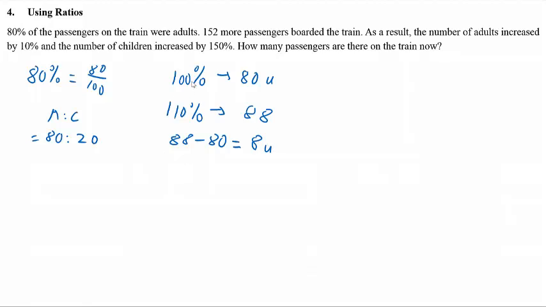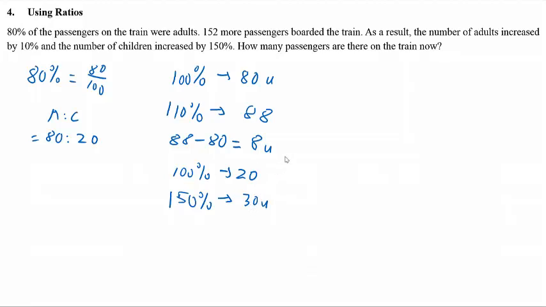Okay, then for the children increased by 150%. So 100% is 20. I want to find the increase in the children, I don't want to find the final number of children. So I need to find 150%. So you take 20 divided by 100 times 150. Alright, so the children will increase by 30 units. In other words, the adults increase by 8 units while the children increase by 30 units.